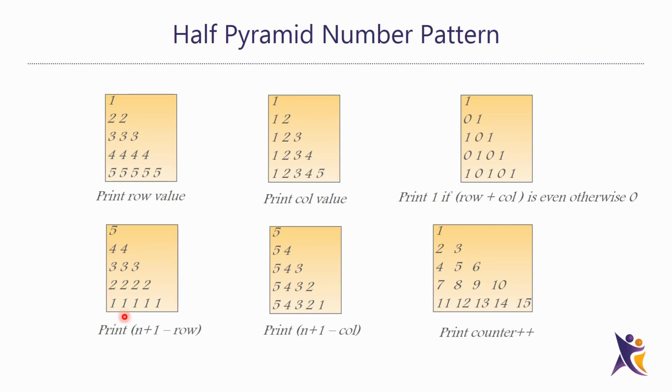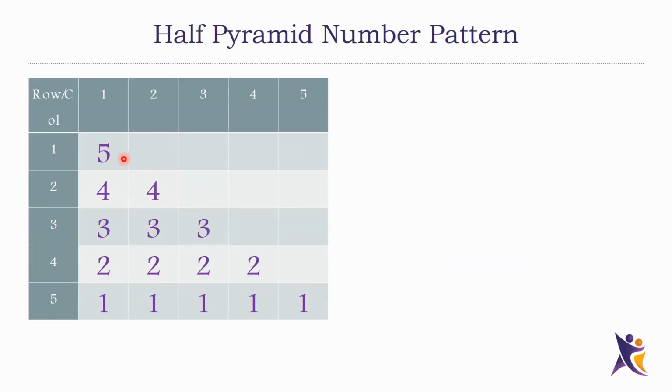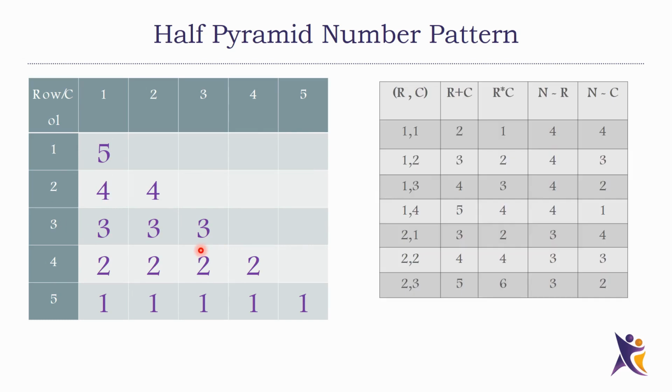Let's take the last one. Whenever any question is given, either a number format or square format or anything, just try to represent that format, that pattern, using this table. If you look at this, for the first row, I have to print 5. For the second row, I have to print 4. For the third row, I have to print all threes.